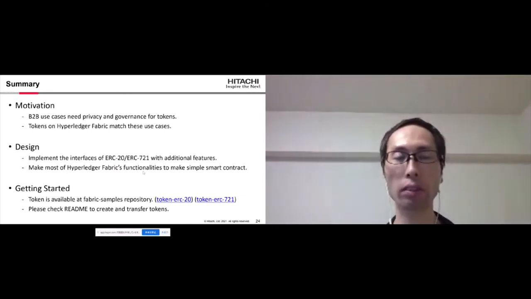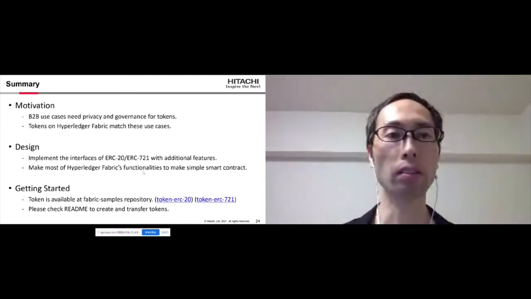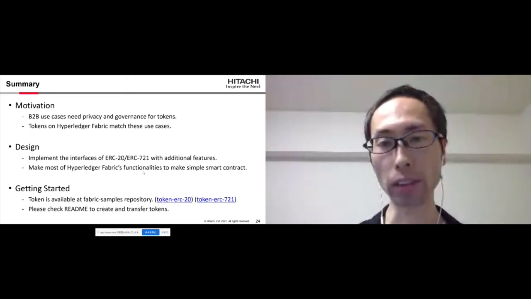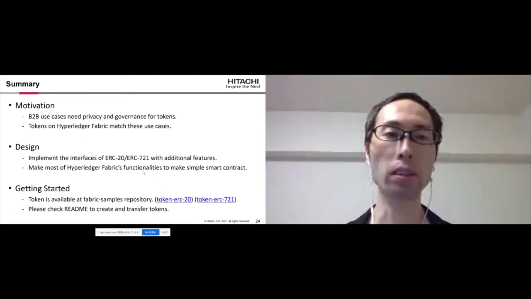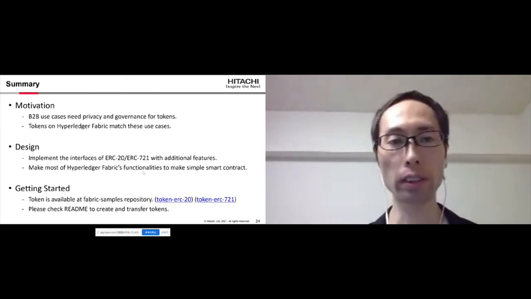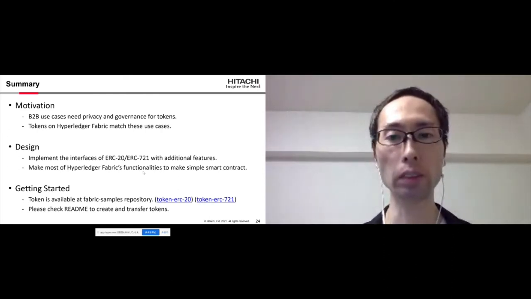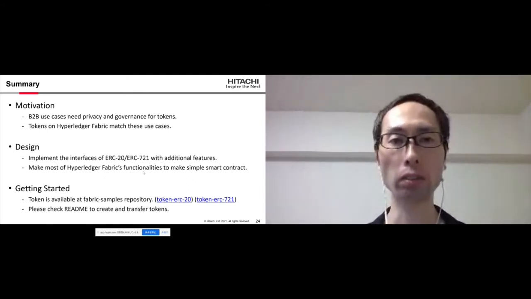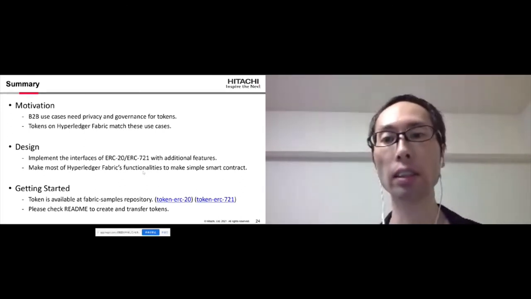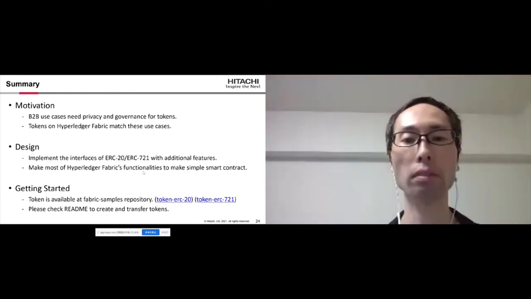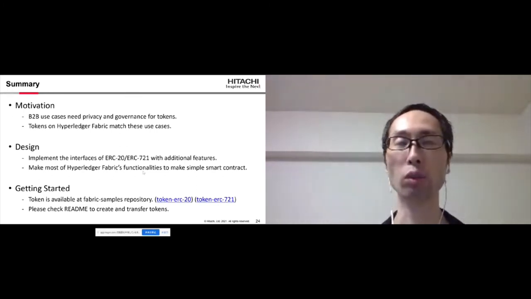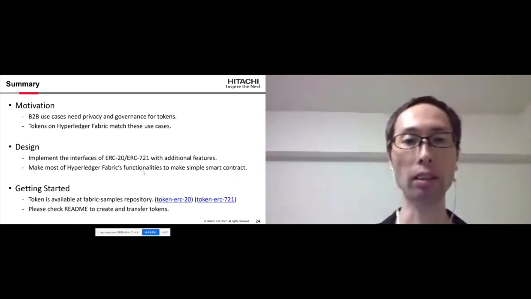Okay, so this is a summary of my presentation. The motivation was to create tokens for B2B use cases because it requires a strong governance model. So I used Hyperledger Fabric to satisfy the strong governance requirement. I also used the interface of ERC20 and ERC721 to use the best practices of tokens. And I also tried to make the most of Fabric's functionalities to make a simple smart contract. And the implementation is available at the Fabric Samples repository. So please check and try it. This is the end of my presentation. Thank you, everyone.